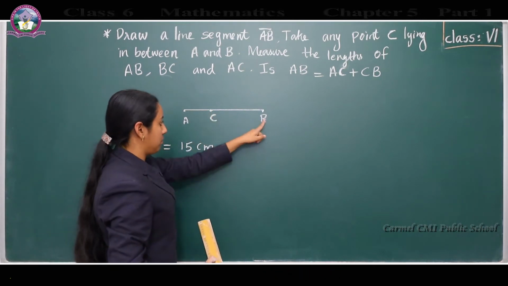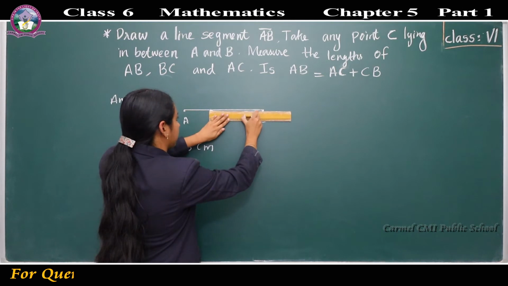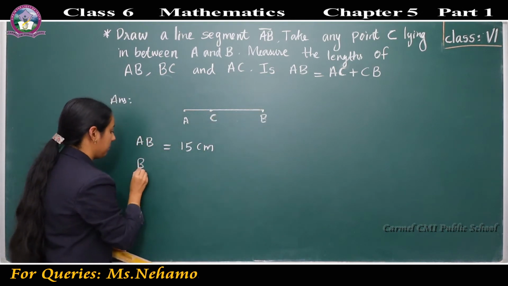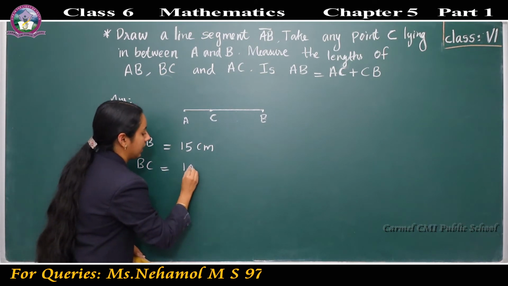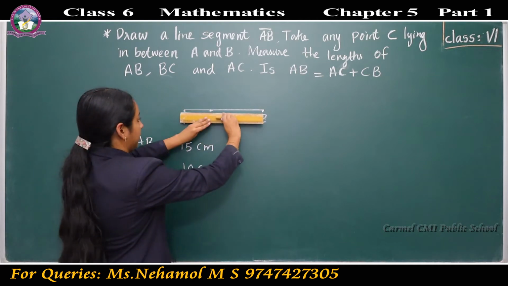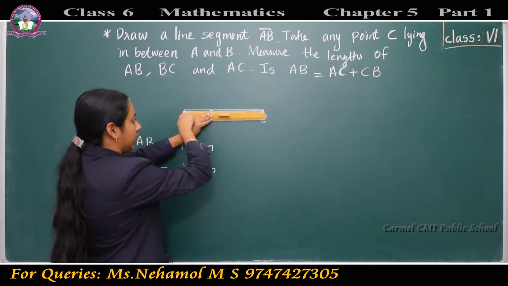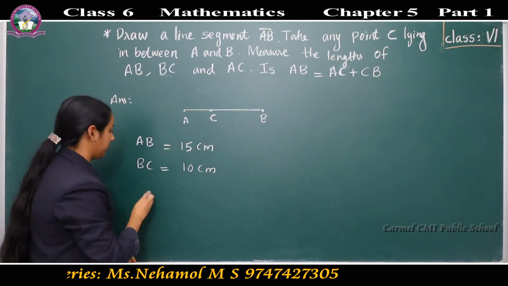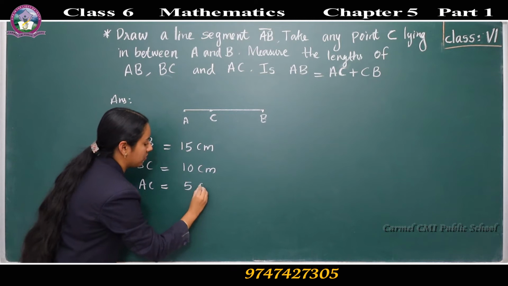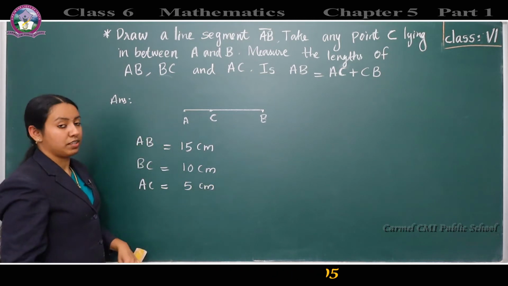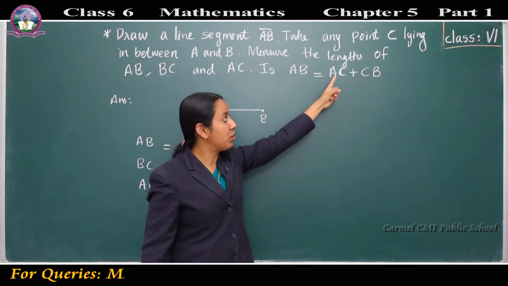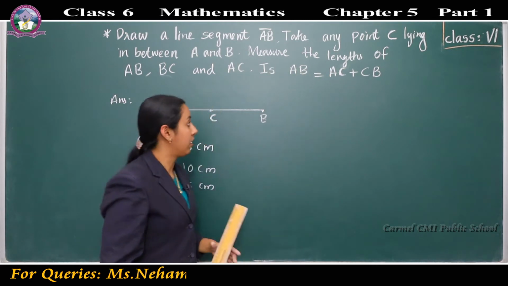BC and CB are same. BC is 10 centimeter. Then we have to measure AC. It is 5 centimeter. AC equal to 5 centimeter. Then we have to check whether AB is equal to AC plus CB.